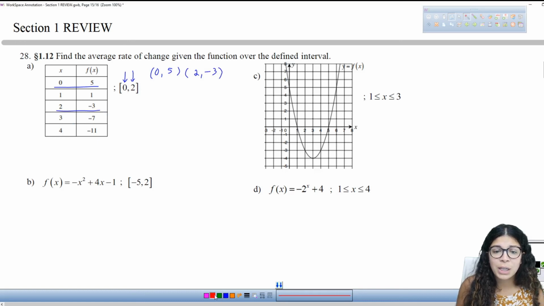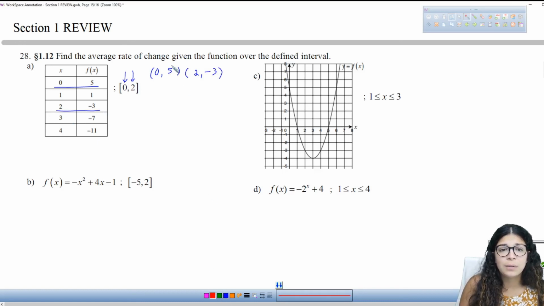Now the average rate of change is just the change of the Y value over the change of the X value, right? So from 5 to negative 3, that is a change of minus 8. From 0 to 2, that is a change of positive 2. So our average rate of change here would be negative 8 over 2, which is negative 4.